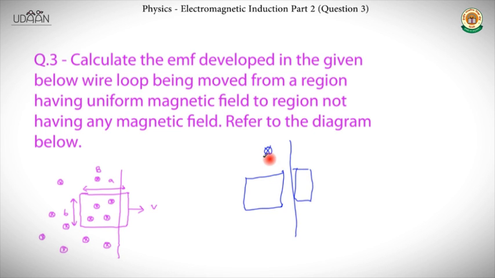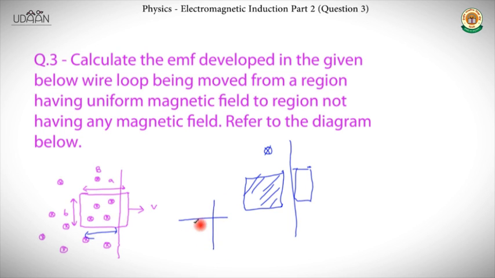I cut this loop into two parts so that you could understand. Because of this part, there will be no flux induced because there is no magnetic field in this region. But in this region, there is a magnetic field, right? So because of this magnetic field, there will be flux linked in the coil. So the total flux linked in the coil at any time would be only because of this region present in the magnetic field. That's right.